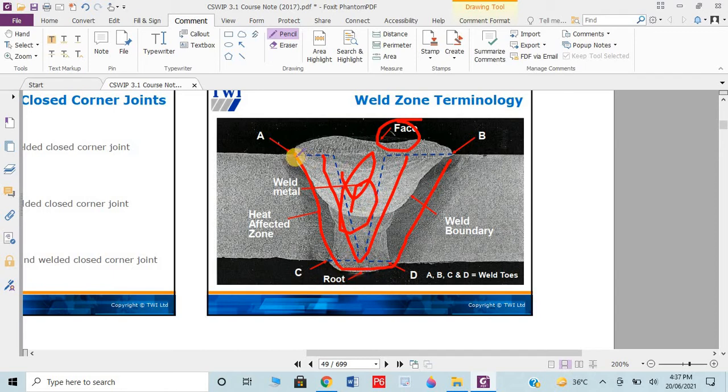Now all the corners of the welding, like A, B, C, D, all the corners, either from the top side or bottom side, are known as toes, weld toes, right? And if we are welding here, now focus on this area.